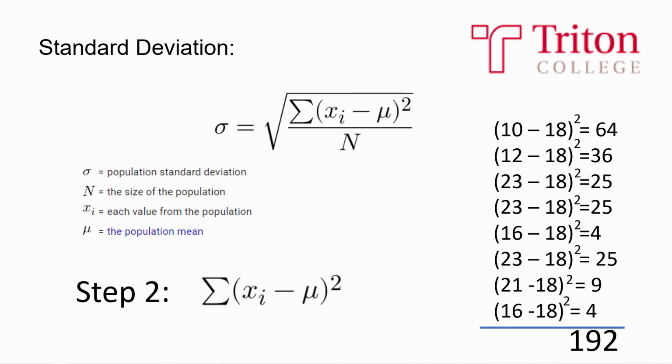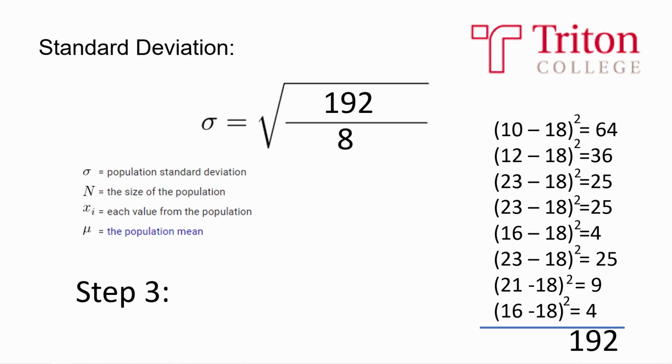So now we need to get n. This is easy. N is the number of observations we have. I'll give you an imaginary extra credit bonus point for what n is. N is equal to 8, because we have 8 samples. Our population is 8. So that gives us our third step, where now we have our fraction, 192 over 8. Now again, this is where you scratch your head and go, huh? And then you start looking at this and maybe start doing the math.